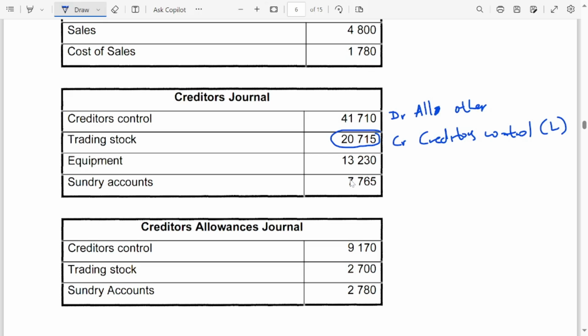Then we have the creditors allowances journal. With the creditors allowances journal, we are returning the goods back, or we are returning whatever that we bought on credit. So when you are returning it back, it means that the people that we are owing money, they are decreasing. And the creditors control decrease on the debit side. So when we are posting from the creditors allowances journal, you debit creditors control, then you credit all other accounts. So in here, the trading stock will be credited. Why are we crediting the trading stock? That is because we are returning it back to the suppliers. So the trading stock is decreasing, and it decreases on the credit side.